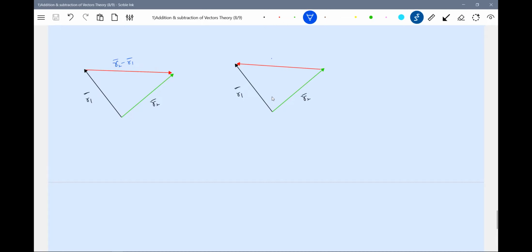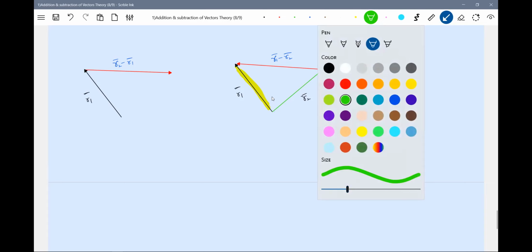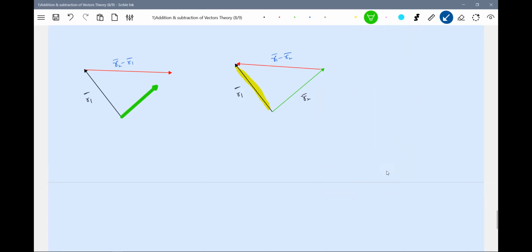Similarly, here this should be r1 bar minus r2 bar. So this is the first vector. There's the tail of the first vector, head of the first vector, tail of the second vector, head of the second vector. Now look at this. This will become the resultant. So the resultant one, I'll shade it. We'll just show it like this. This is the resultant. Here, this is the resultant. I'll draw it thick to show that this is a resultant.